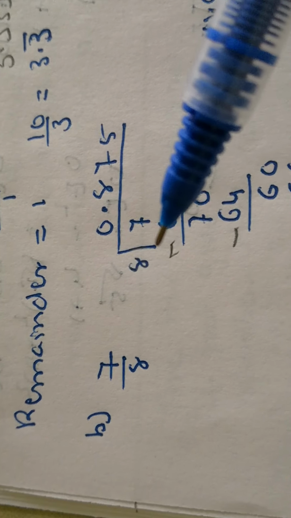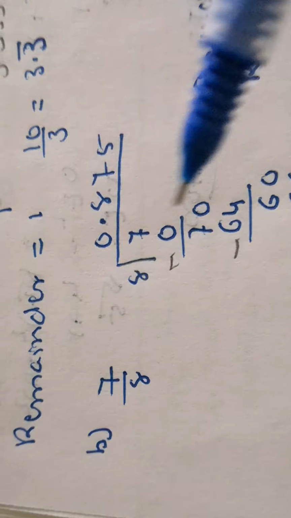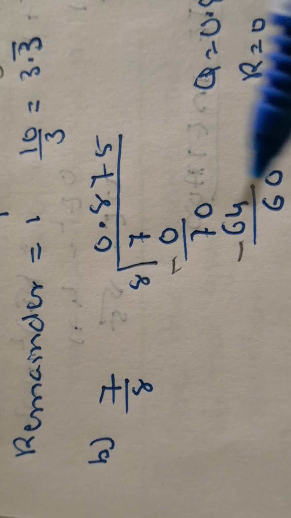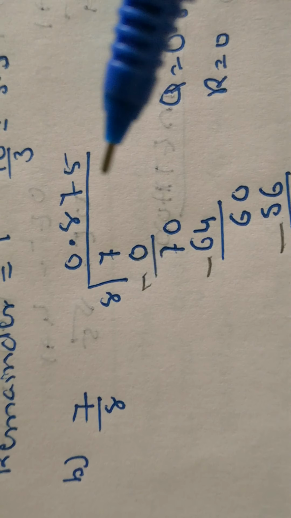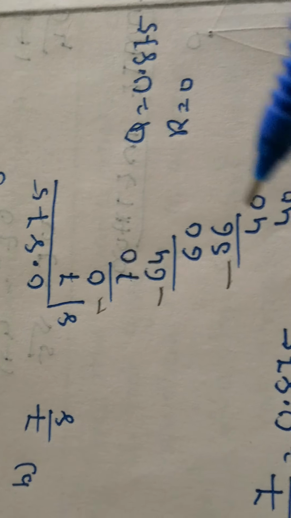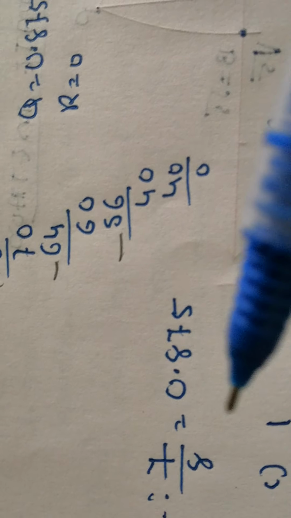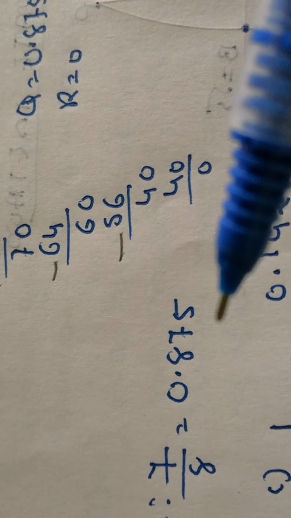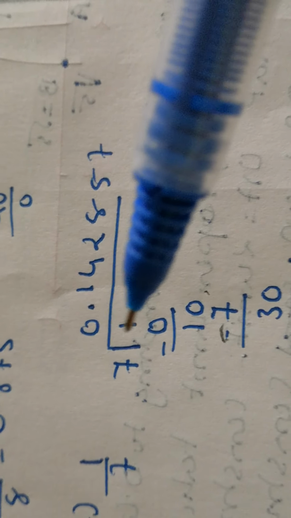7 upon 8. 8 zeros are 0. 7 minus 0 is 7. Putting a decimal point, you will get 70. 8 8s are 64. 70 minus 64 is 6. 60 you are going to get, as we have kept the decimal before. So 8 7s is 56. So the remainder is 4. 40. 8 5s are 40. So the answer for 7 upon 8 will be 0.875.